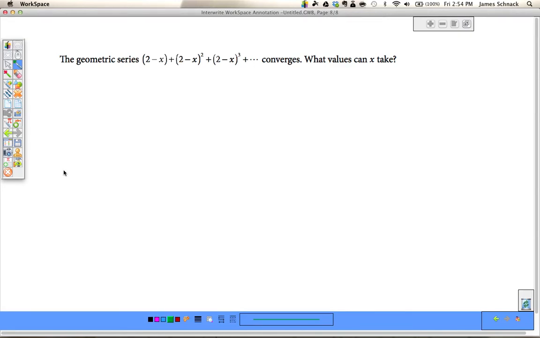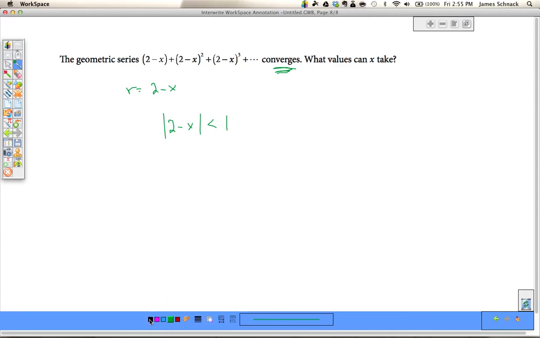Second example, a geometric series right here: 2 minus x plus (2 minus x) squared plus (2 minus x) cubed plus, and so on, converges. What values could x be? Okay, so this is a geometric series. The common ratio is 2 minus x. And since it converges, that means we know the sum to infinity exists. And the only way that can exist is if the absolute value of the common ratio is less than 1.